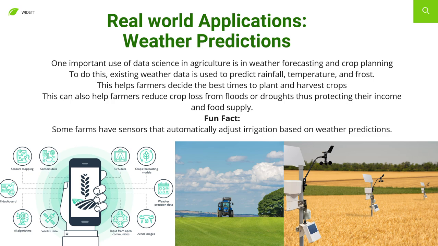This also helps farmers reduce crop loss from floods or droughts, and thus this will protect their income and food supply. So, just a great fun fact, some farmers have sensors that automatically adjust irrigation based on weather predictions. And we see some examples here where they can even control this data from an app.